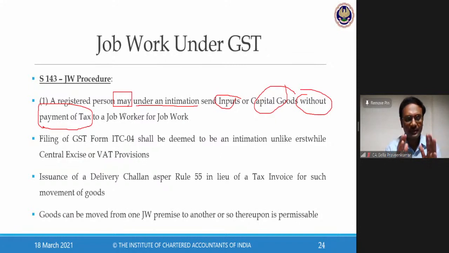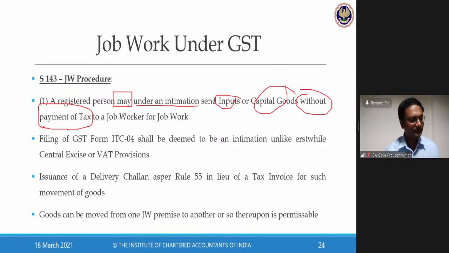My job work procedure, my section 143, clearly says, look, you are a registered person, right? You may, under an intimation, send these inputs or capital goods to a job worker. Why? For the purpose of job work.